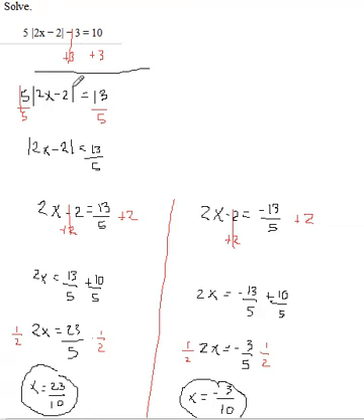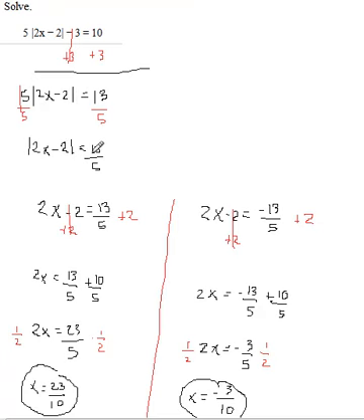Next step would be to divide by 5 on both sides, since we want the absolute value to be all by itself. So that's the next step I've written in red, is to divide by 5 on both sides. So after you do all that, the absolute value is all alone. We have the absolute value of 2x minus 2 equals 13 fifths.